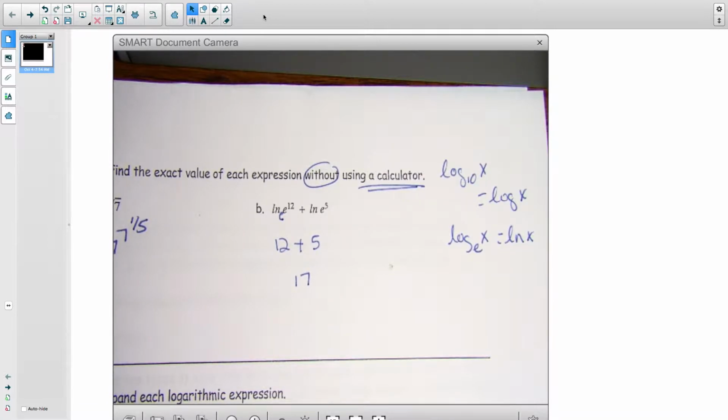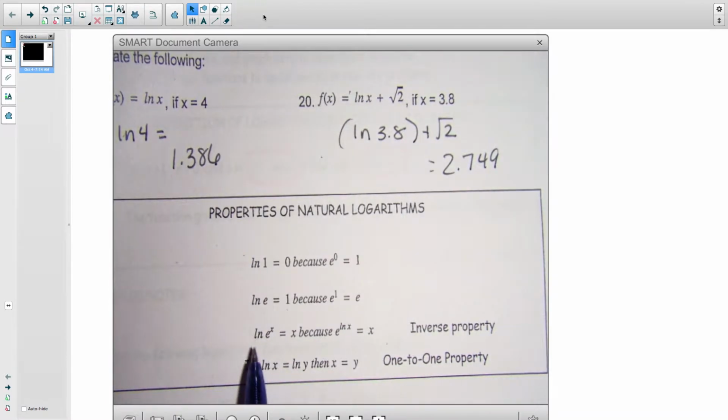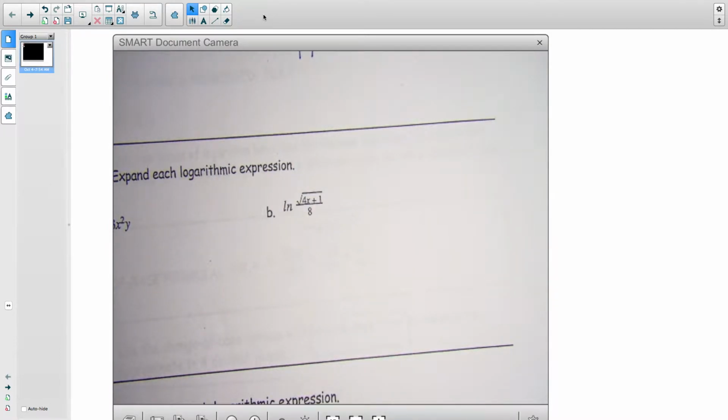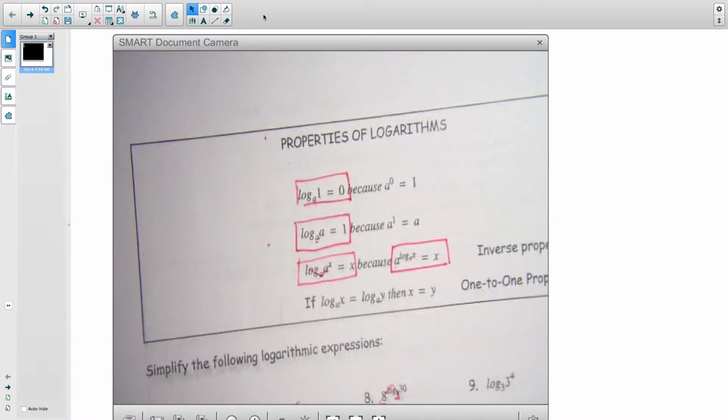And those are from yesterday. We had these properties right here. The natural log of e to the x equals x. And we have the same properties somewhere for logs. Right here. Same properties for logs. Log base a of a to the x equals x. So these are the properties from yesterday.